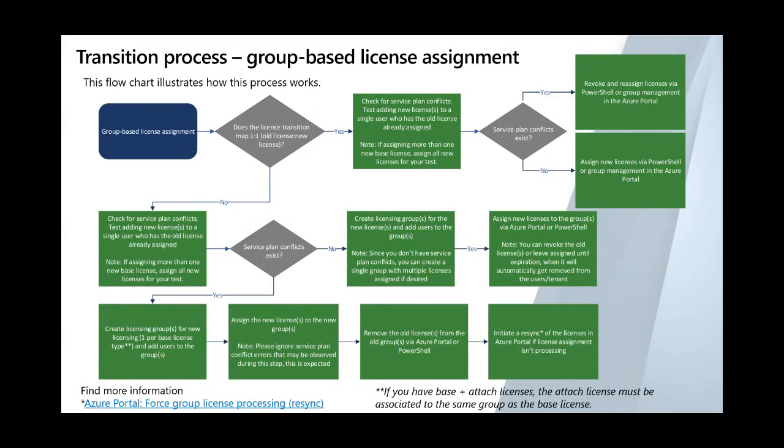Okay, so in this process flow, we're guiding you through the transition path for group-based license assignment. And this is for scenarios where you're already using group-based licensing for your old licenses. The first decision point is to review whether there's a one-to-one mapping from the old licenses to the new licenses. For example, if you're planning to transition all current users who are assigned the old Dynamics 365 customer engagement license to the new Dynamics 365 customer service license, this will be a one-to-one mapping in that scenario.